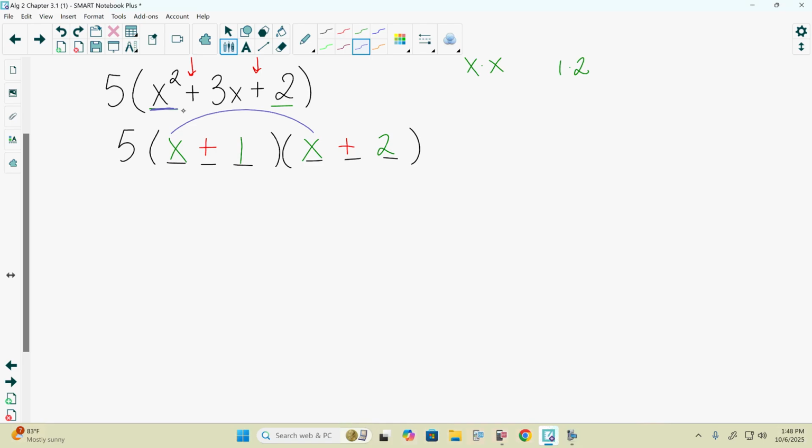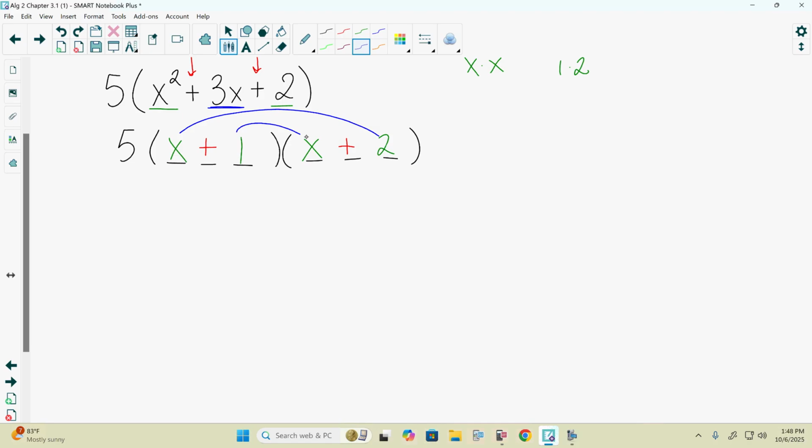The other one I don't check is the last spots. 1 times 2 is 2. Well, where did we get 1 and 2? They're the factors of 2, so they should multiply together to be that last spot. They're the factors of it. So I'm not worried about those. The one I'm concerned about is the middle term, and we get the middle term from our outer and inner.